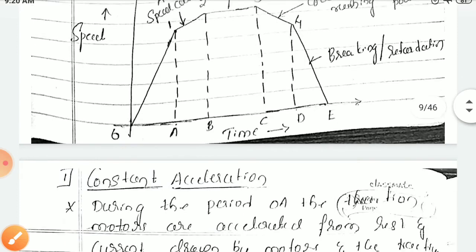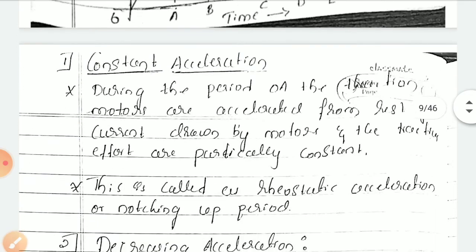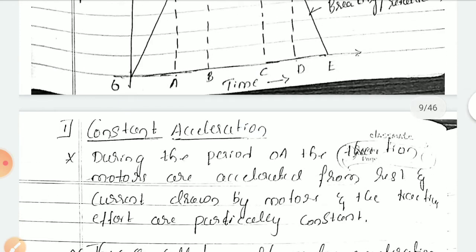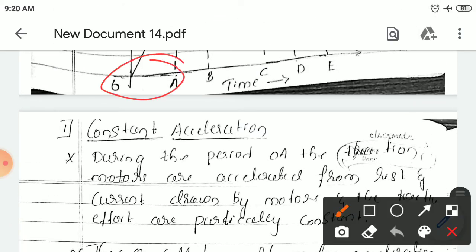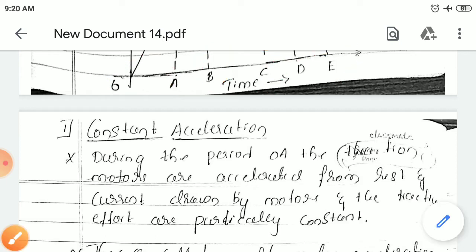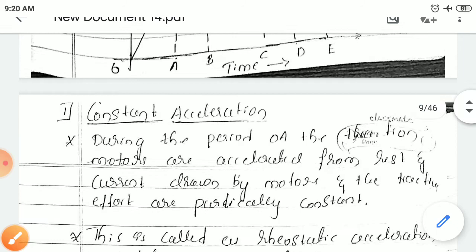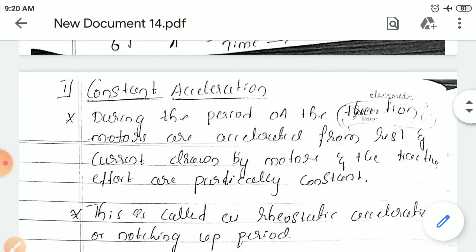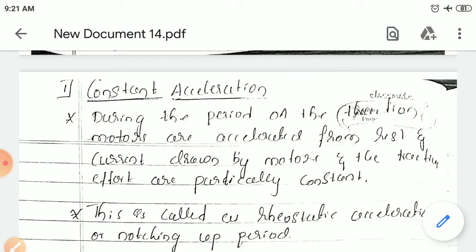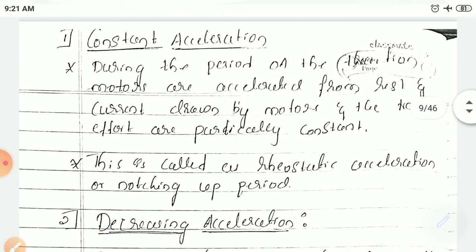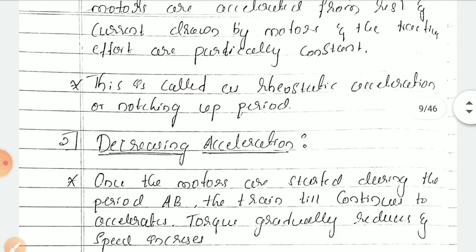The combination of all this is the speed time curve. Now let us discuss constant acceleration. Here OA, AB, BC, CD are the different durations. During OA, the traction motors are accelerated from rest. The current drawn by the motors and the tractive effort are partially constant here. This is called the rheostatic acceleration, or notching up period.